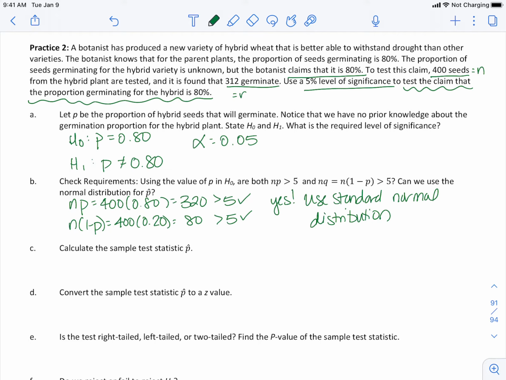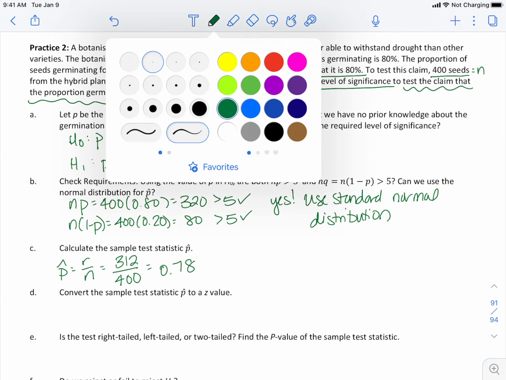All right, calculate the sample test statistic p hat. P hat, remember, is r over n. So in this case, we have 312 divided by 400, which reduces to 0.78. All right, so we want to convert this to a z value. So I'm going to show you how to do this one in the calculator.